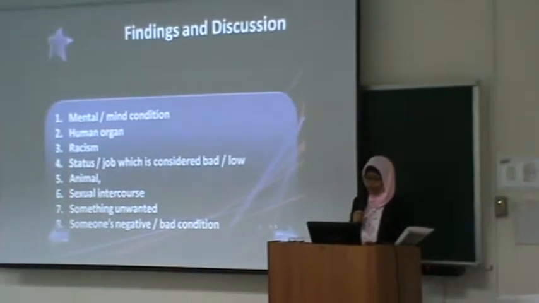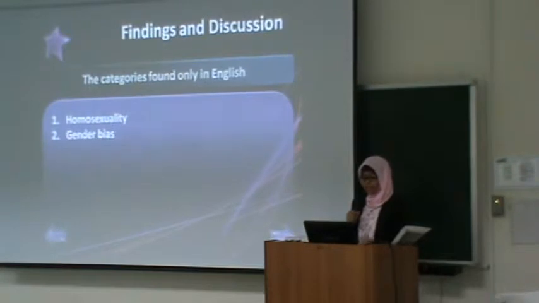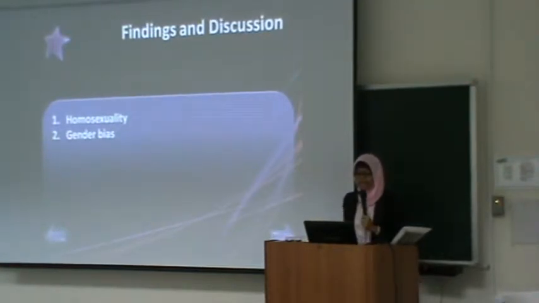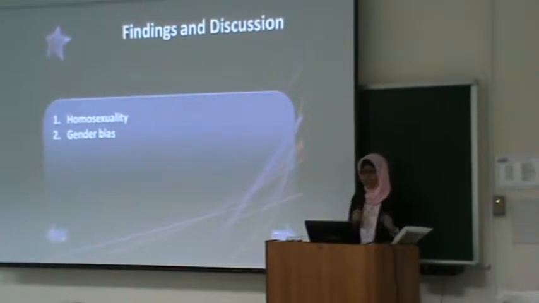And then sexual intercourse, you can see it from the name. And then something unwanted, like poop and stuff like that. Okay. And then the next category is found only in English. There are 2 categories. They are homosexuality and gender bias.